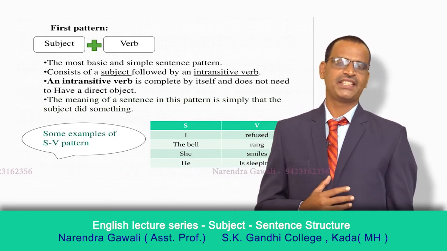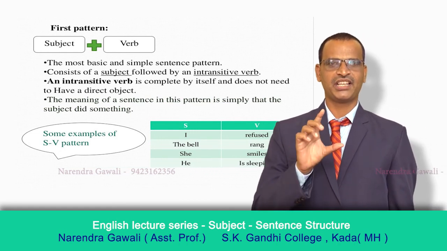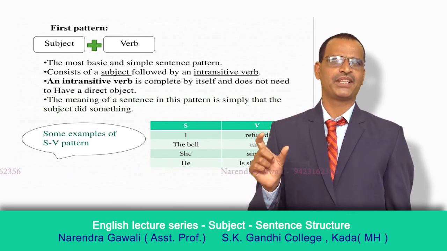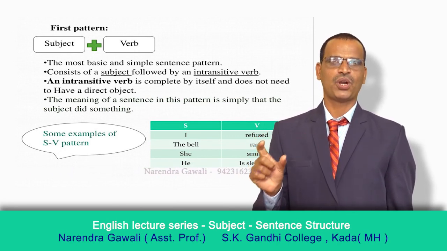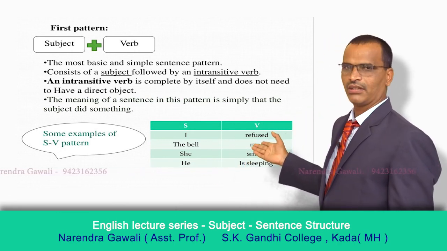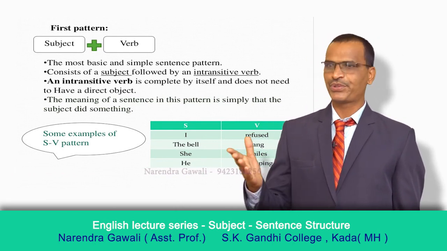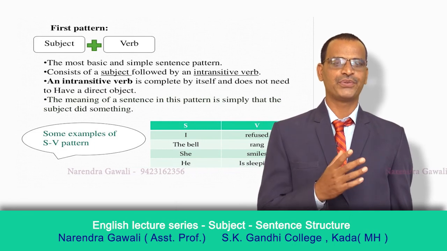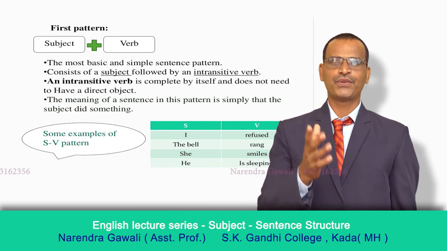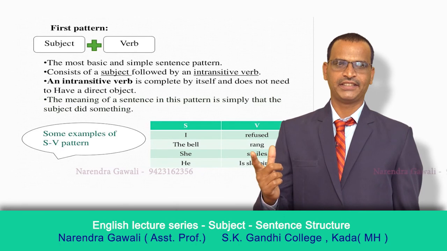The meaning of a sentence in this pattern is simply that the subject did something. It means the subject is the main karta or doer. It's a very simple pattern, in short we can call it SV pattern. There are a few examples that can make you clear about this pattern. For example, I refused. Here, I is subject, refused is verb. SV pattern. The bell rang.